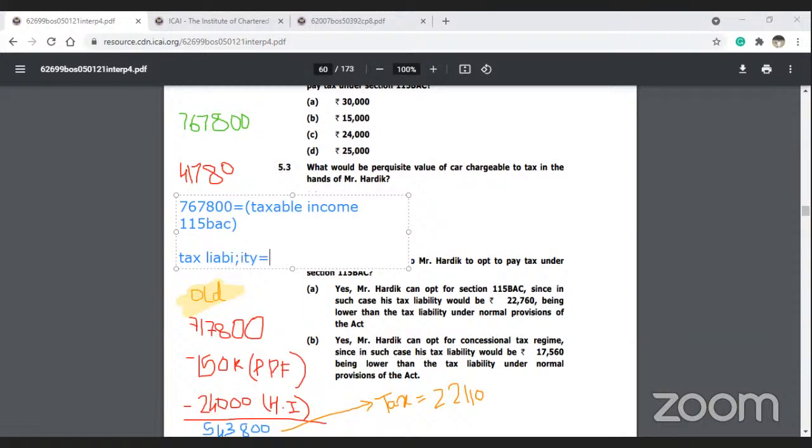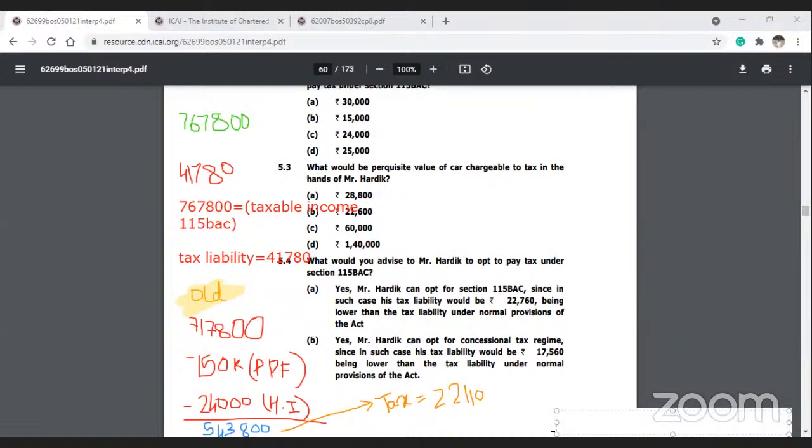Tax liability is 41,780. It's okay na, we'll directly go for the answer. Okay.